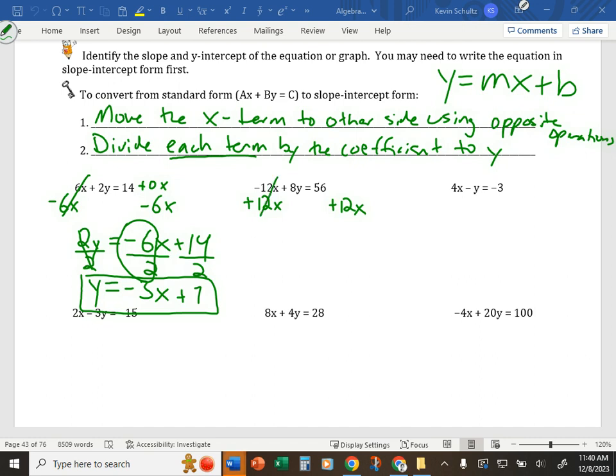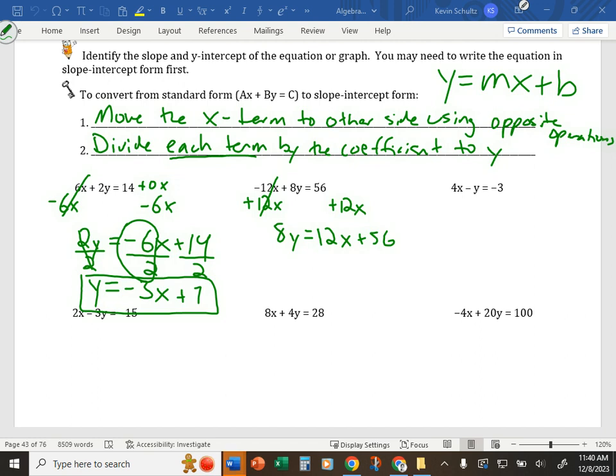Negative 12x plus 12x is 0x. They cancel out. That's why we do it. 8y is left on the left side. And then on the right side, we can't put 68x because with addition, 56, a constant, and 12x, the x term, are not combinable. So we have to leave that 12x separate from the 56, and we're putting the 12x first because that's what slope-intercept form requires. Okay?